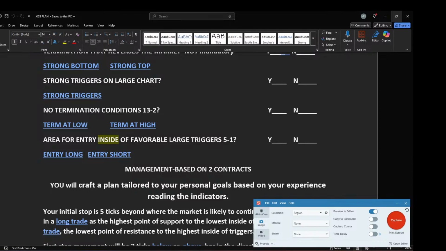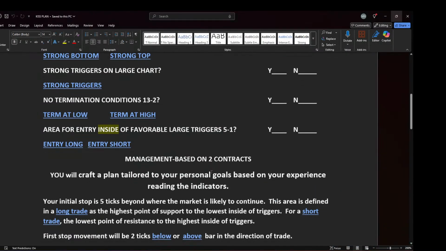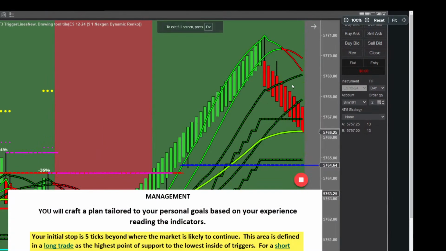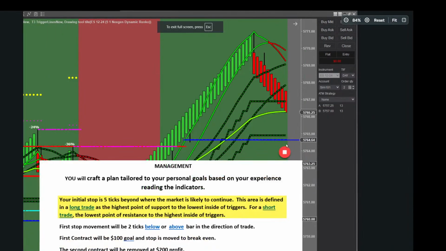So your management in the KISS plan, it's based on 2 contracts. You're going to enter the market with 2 contracts. And then eventually you will create your own management plan that revolves around how you read your indicators and your own personal goals. But in the beginning, if you allow management to be every bit as mechanical as your entry, if you allow management to be if-then, the same way your entry is, it takes a lot of the stress, a lot of the emotion out of the management. So the KISS plan management is designed to do 2 things. It's designed to help you understand where your stops belong.